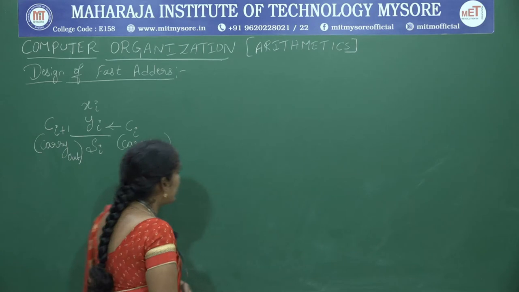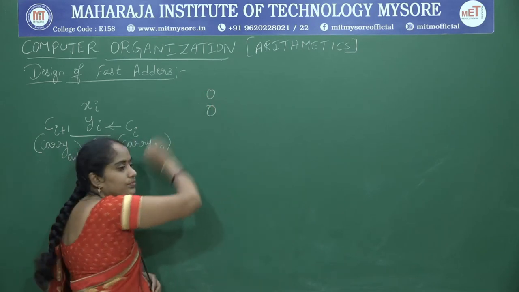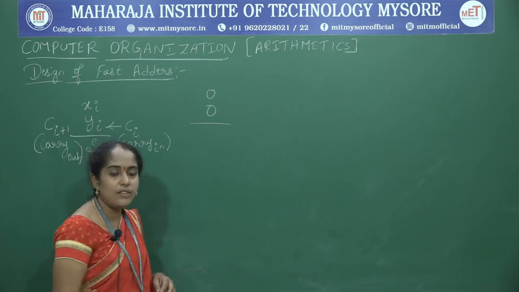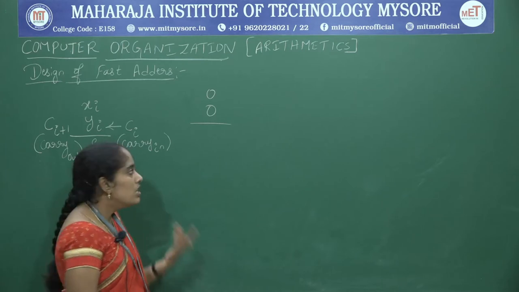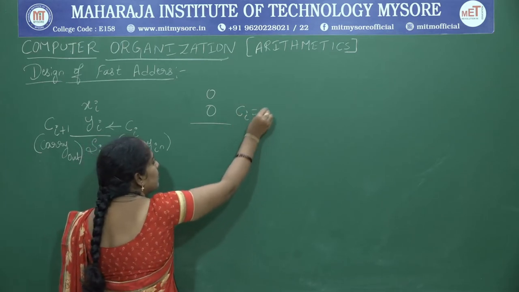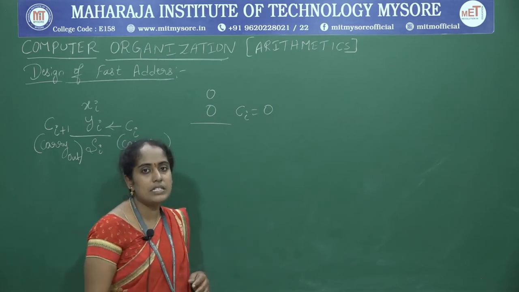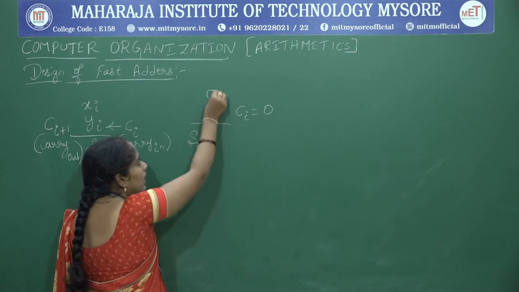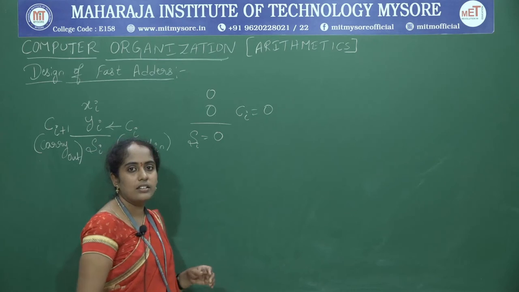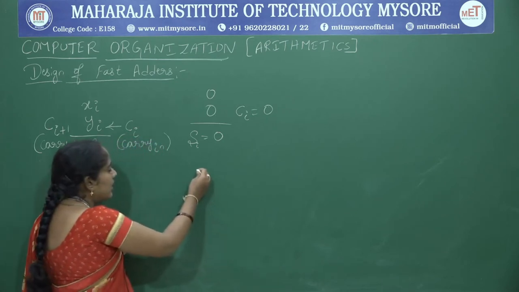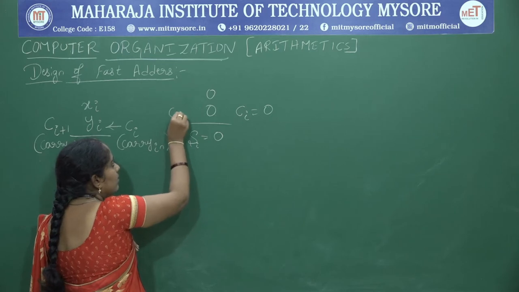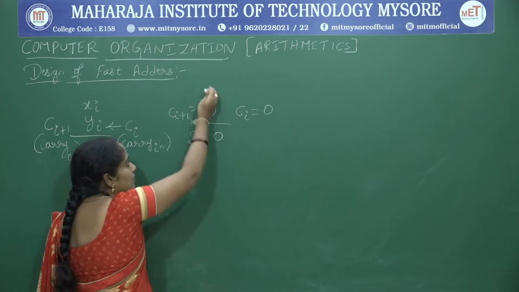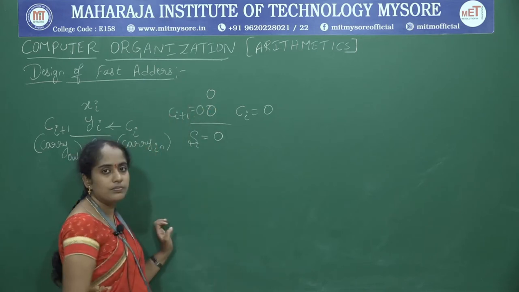Take an example, 0 plus 0. In that case, what is the output? What is the Ci value and what is the Ci plus 1 value? Initially the Ci value may be 0. In that case the Si value is 0 plus 0, which is 0 only. The next is Ci plus 1. By adding these two numbers, the carry generated from this column is again 0.